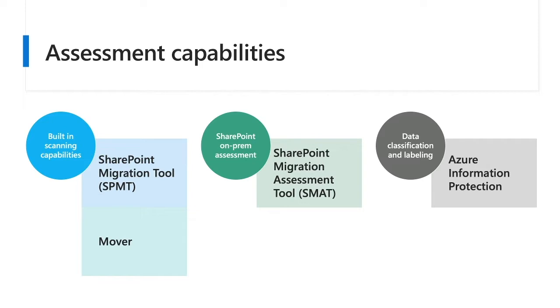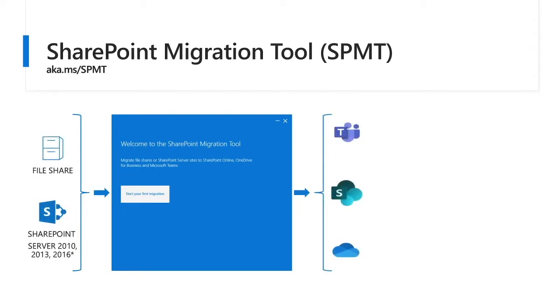So now that you have a good assessment plan and a good migration plan, we're ready to start migrating your content. The SharePoint migration tool helps you migrate content from file shares and SharePoint on-premises. Now we support SharePoint 2010, 2013, and newly added SharePoint 2016. You can use the SharePoint migration tool to migrate your content to Teams, SharePoint, and OneDrive.